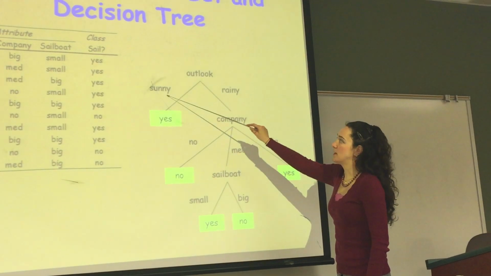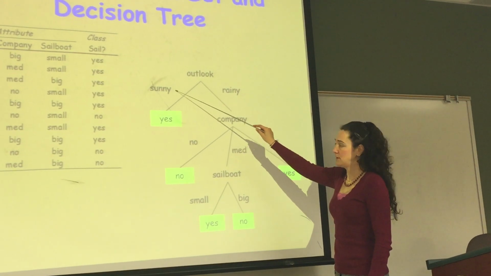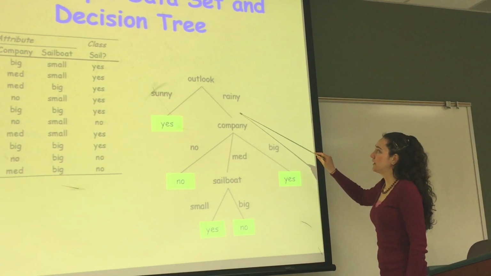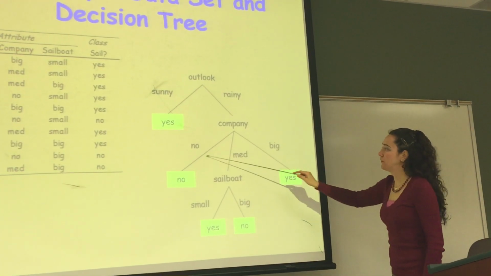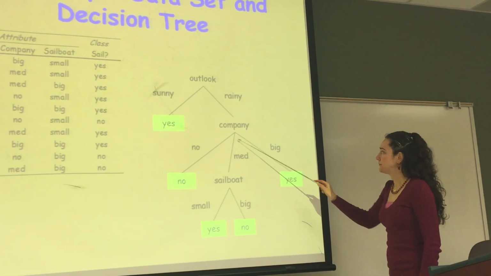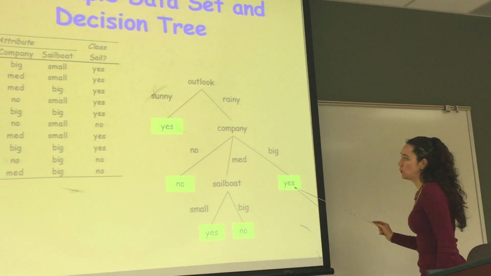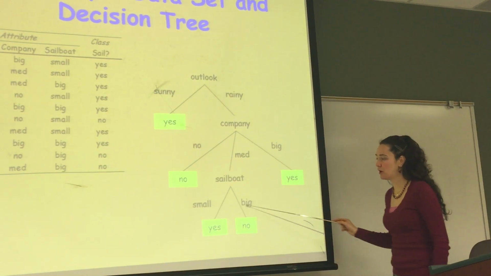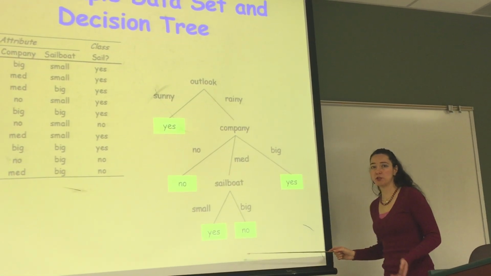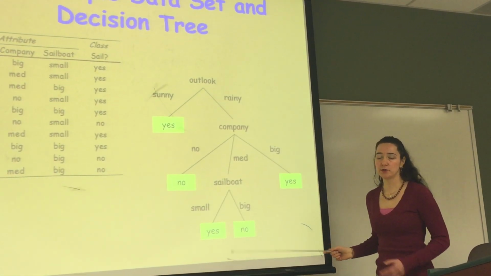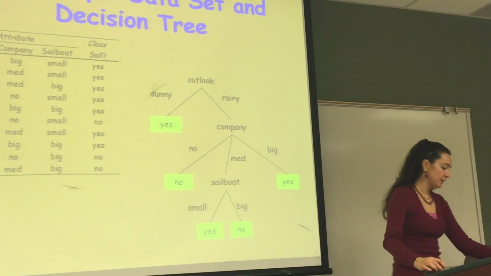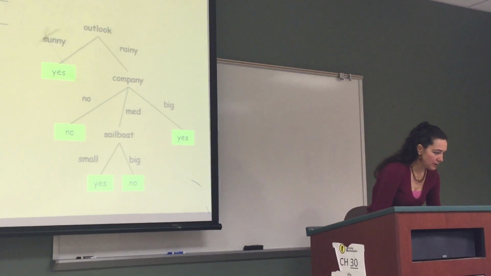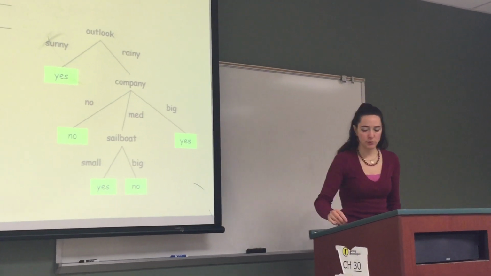Well, is it sunny? Yes. If it's sunny, then you should sell. Is it rainy? If it's rainy, then you need to check the company. If you have no company, do not sell. If you have big company, you can sell. If you have medium company, you need to check your sailboat. Is it small or big? And eventually you'd arrive at your answer whether we should sell or not. So this is how these decision trees work.